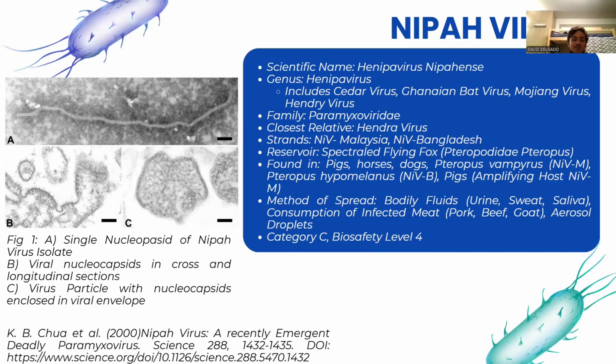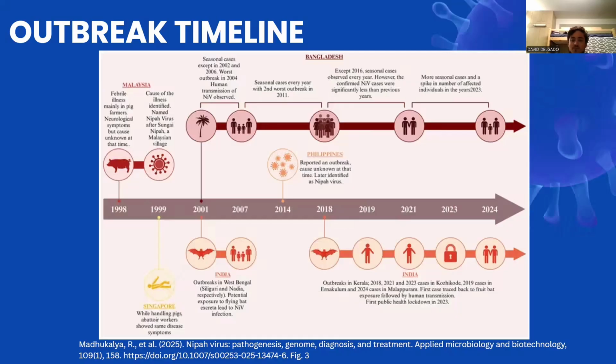And to the left right here, we have some images of Nipah virus under the microscope, with figure A being a single nucleocapsid of Nipah virus, B being viral nucleocapsids of the virus in cross and longitudinal sections. And finally, section C is where the virus particle is, with nucleocapsids enclosed in the viral envelope.